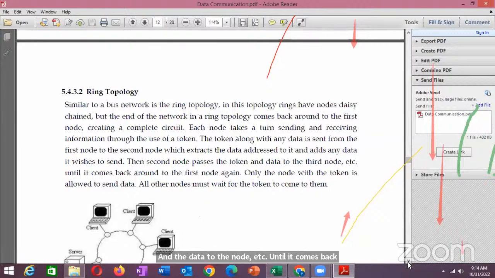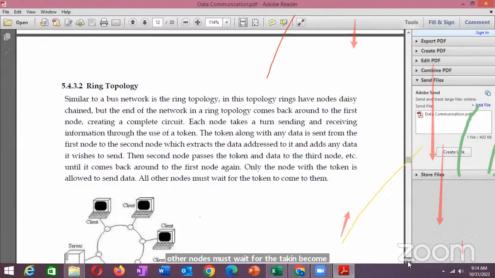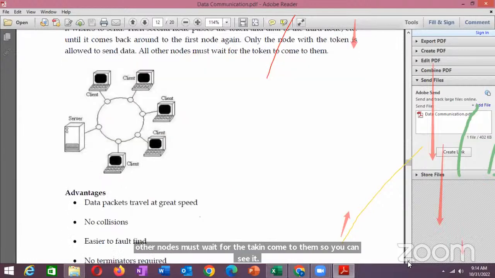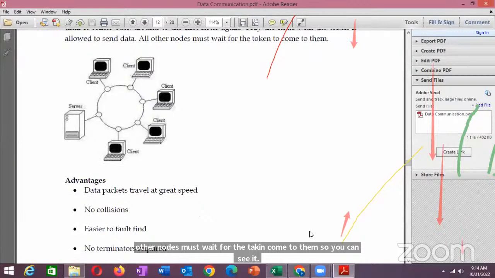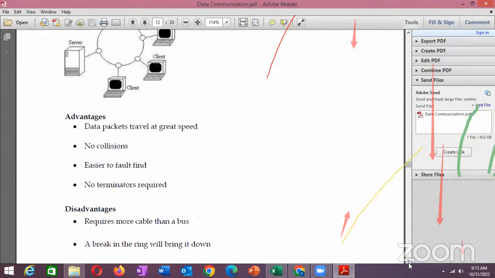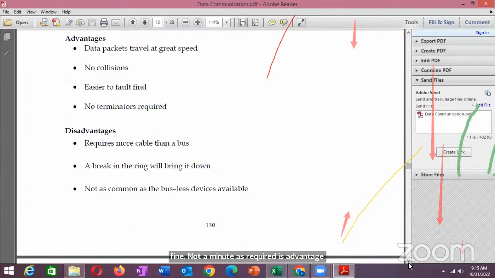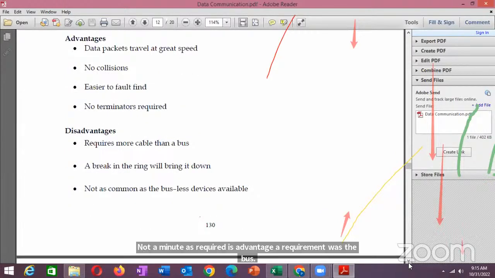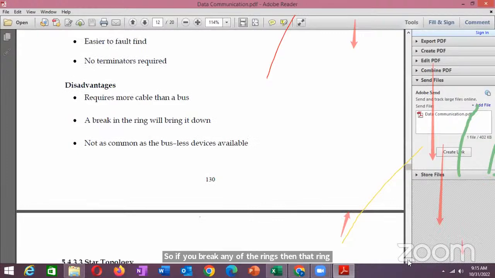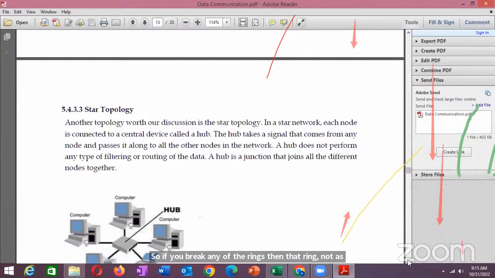Only the node with the token is allowed to send data. All other nodes must wait for the token to come to them. So you can see it's in a circle. Advantages: data packets travel at great speeds, no collision, easier to fault find, no terminators required. Disadvantages: requires more cable than a bus. A broken ring will bring it down. So if you break any of the rings, then the network is down. It is not as common as the bus. Then we have the star topology.